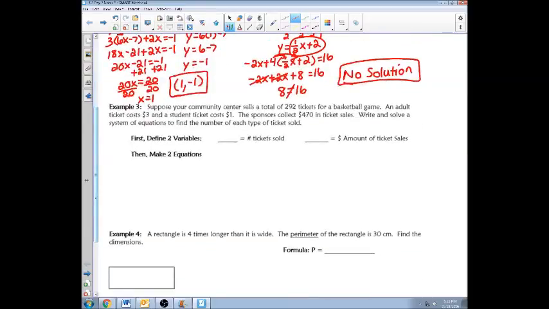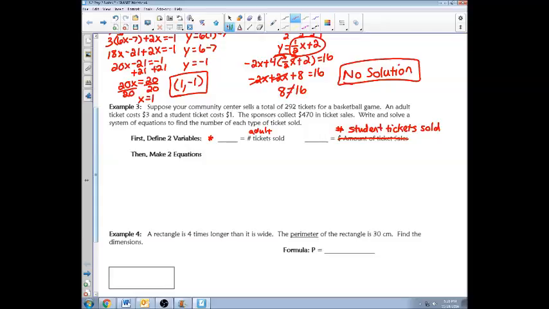The first thing I want you to do with this story problem before we even read it is I want to change the first blank here, right here, to number of adult tickets sold. And I want to change the second blank over here to number of student tickets sold. Okay? There's a reason for it. Don't worry about trying to figure out the other way to do this.